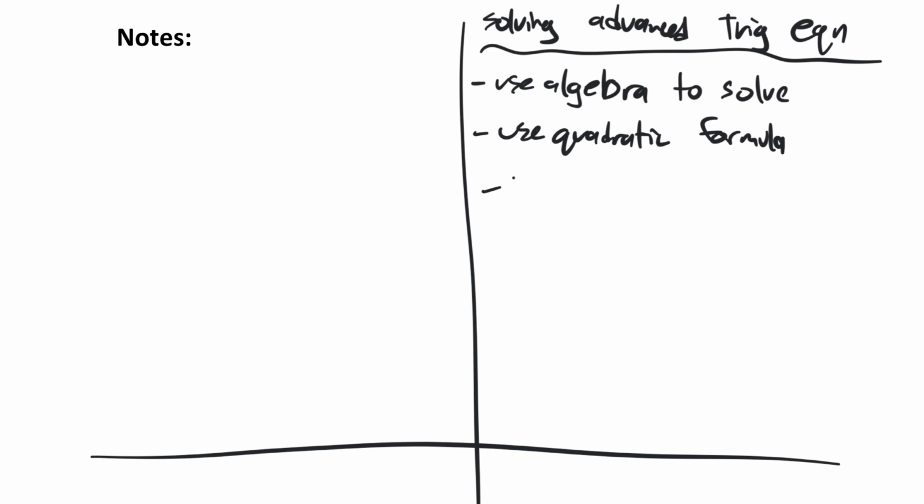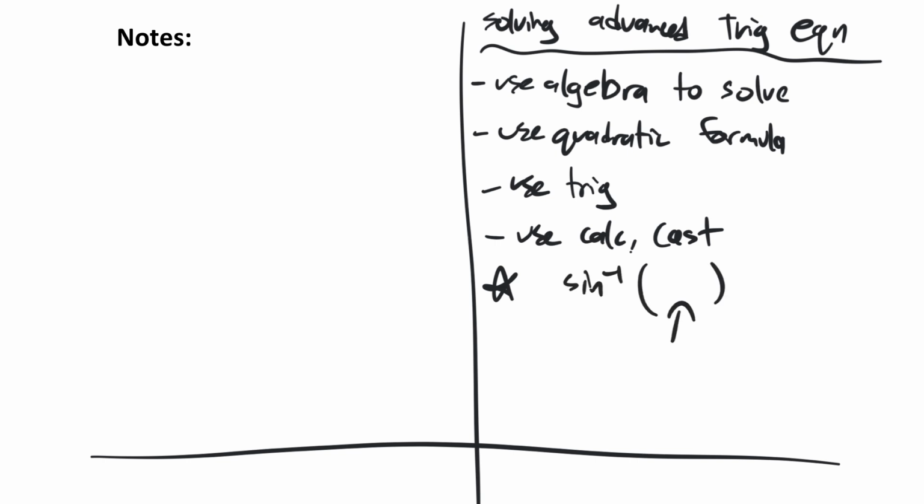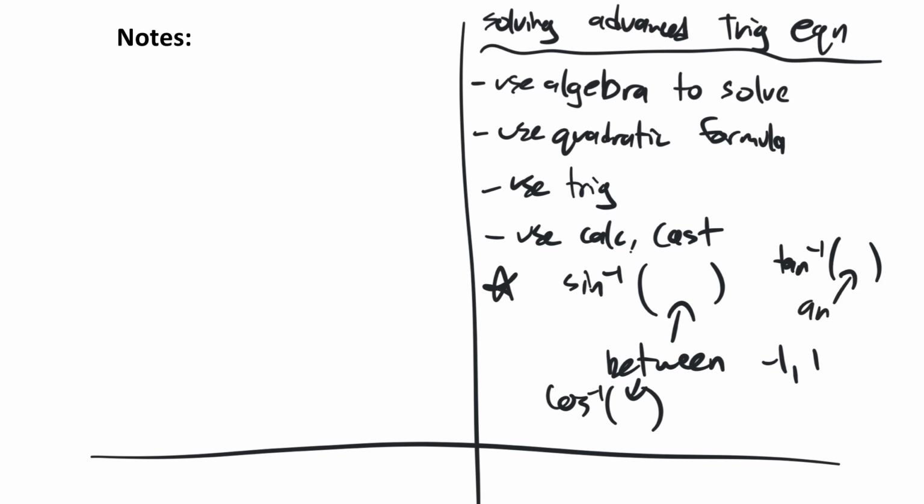And then we have to use trig. And this often means using our calculator and the CAST rule. And we have to remember, of course, that for sine inverse, whatever is in here has to be between negative 1 and 1. The same is true for cos inverse. But for tan inverse, we could do anything. If you get a number bigger than 1 or less than negative 1, you're going to get no solution.